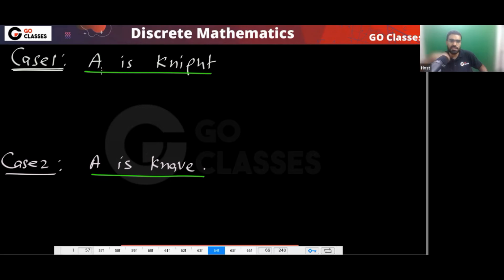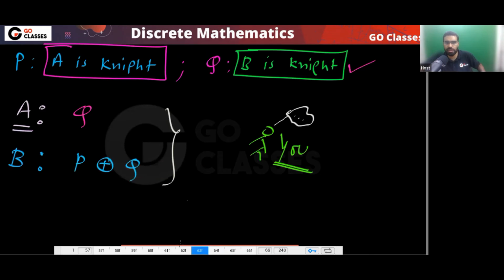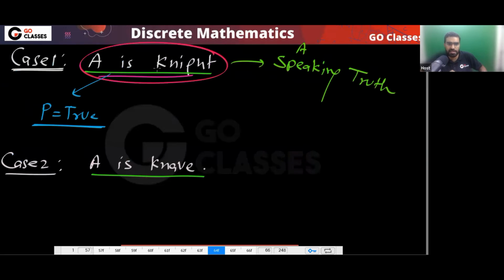If A is knight, then it means which statement is true? See, if A is knight, then he is speaking truth. If A is knight, then A is speaking truth, correct? You are assuming A is knight, okay? Case 1, A is knight. You are assuming A is knight, it means P is true, right? It means this P is true. Is this clear? Please tell me.